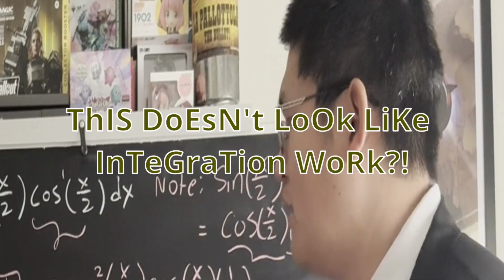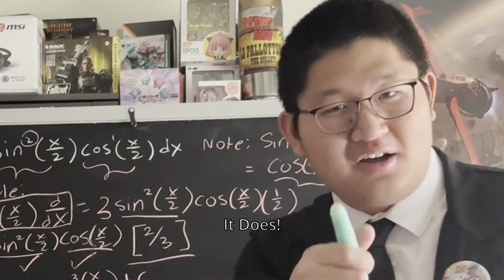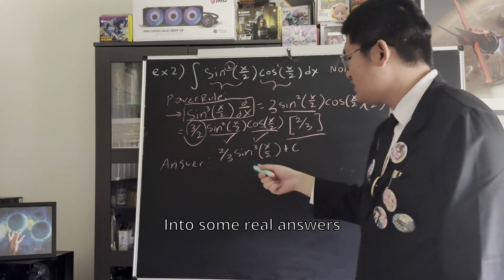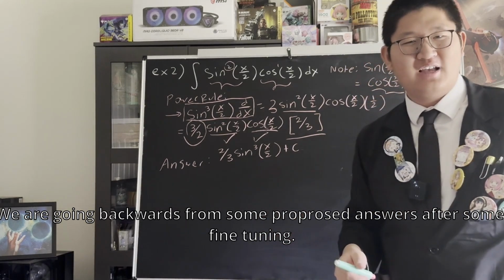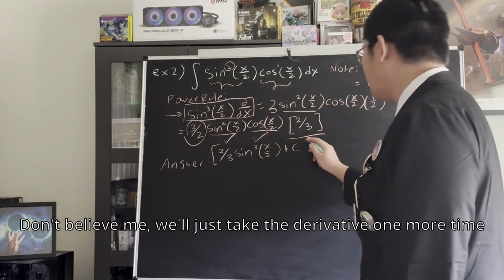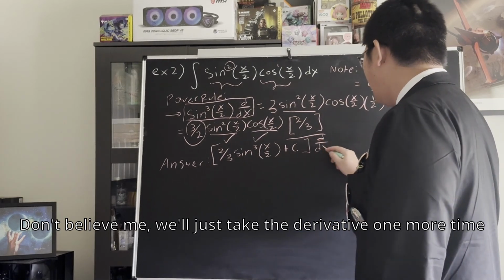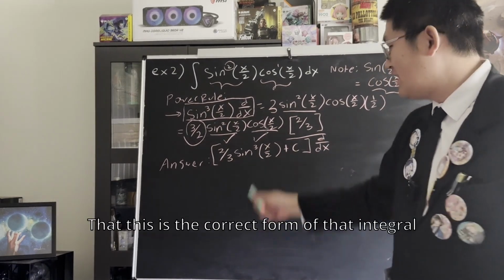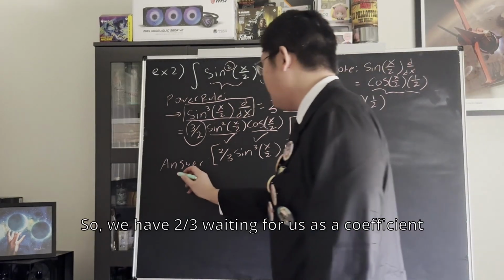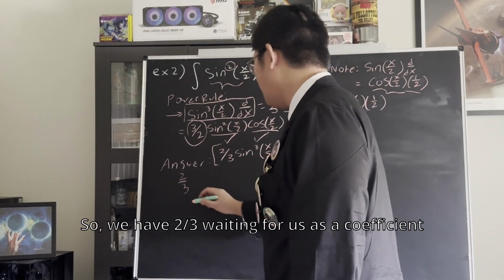This doesn't look like integration work. It does. We are going backwards from some proposed answers into some real answers after some fine tuning. You don't believe me? We'll just take the derivative of this one more time if I really need to get it through you that this is the correct form of that integral. So we have 2/3 waiting for us as a coefficient.